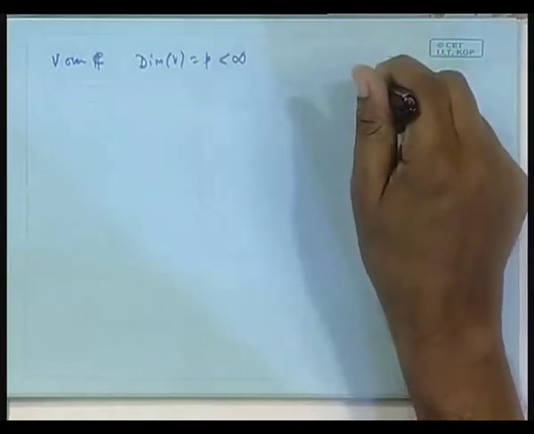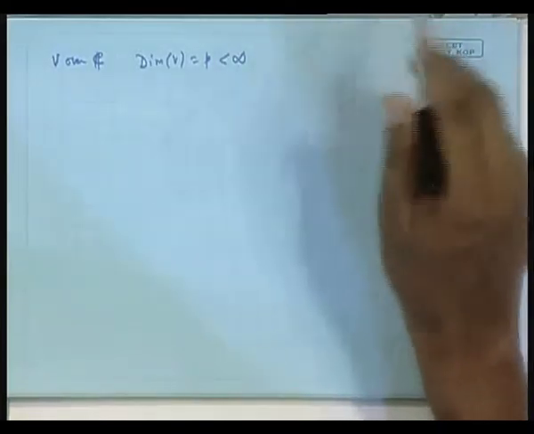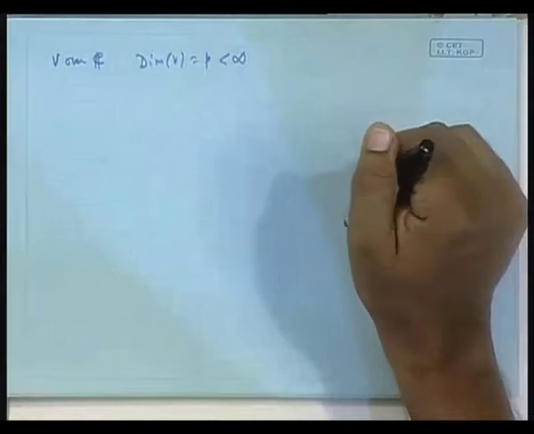Existence we proved by showing that, by the Gram-Schmidt orthogonalization process, you can have an orthogonal basis or orthonormal basis for W, and using that basis we can work out an expression which will give V cap, in the sense that V minus V cap will be orthogonal to W, that we have seen.